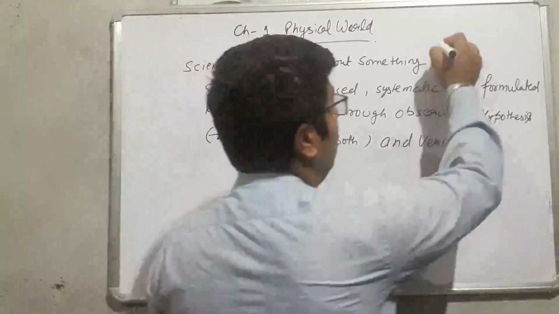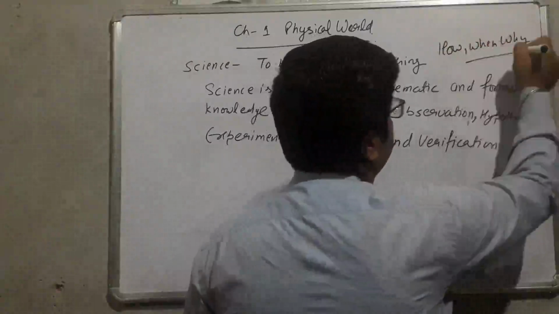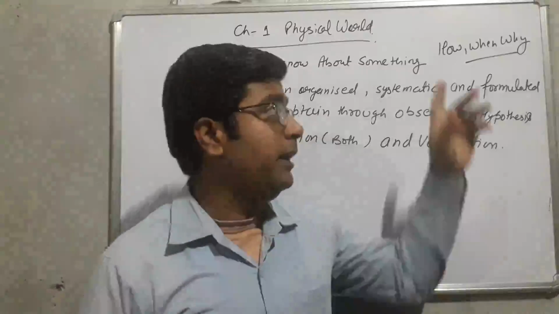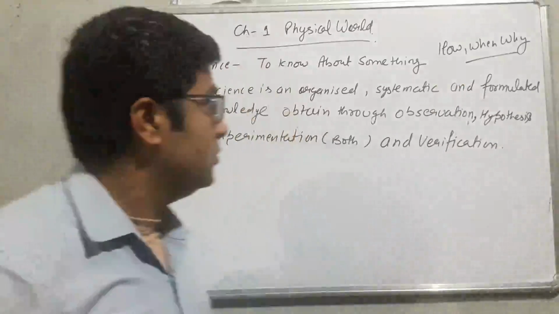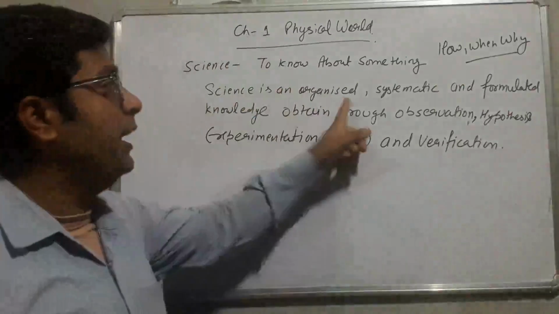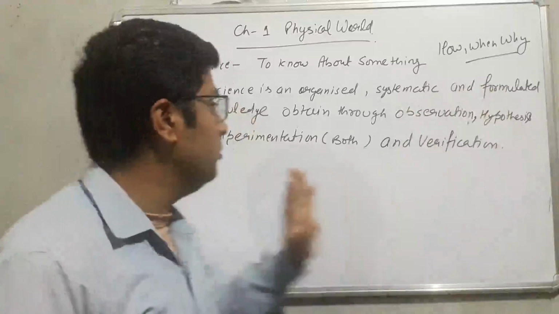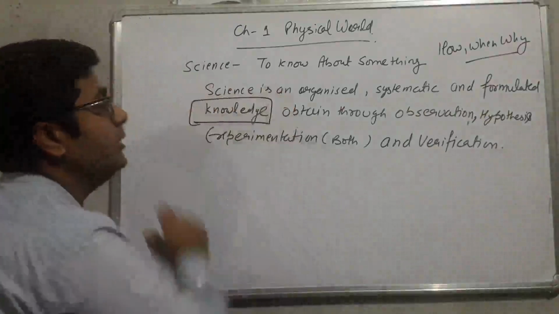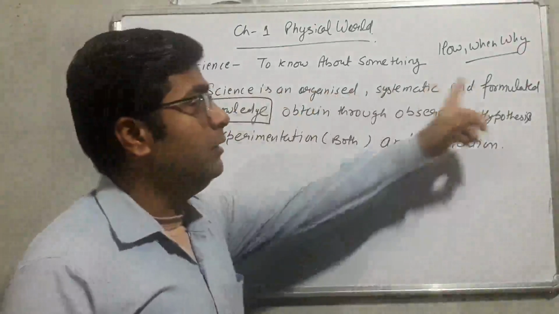Means how, when, why. Such types of questions about anything can be answered by science. So basically, science means to know about something. So what is science? It is organized, systematic and formulated knowledge. It means we are explaining everything in a proper manner, in a formulation.